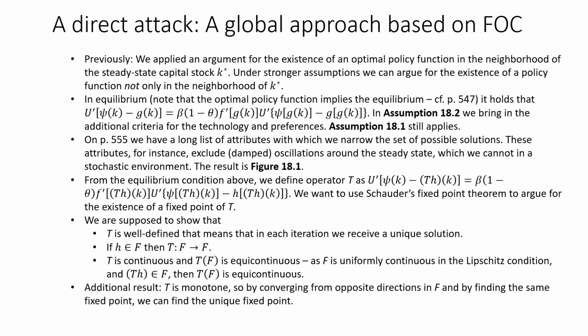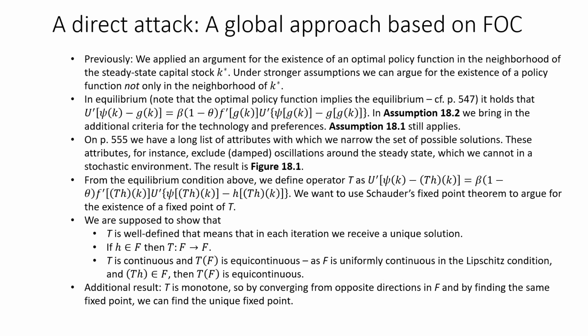As a final step, let's try to find another approach, which is a global approach on the basis of the first order conditions. Previously, we used a local approach in the close neighborhood of the steady-state capital stock, but now we will imply stronger assumptions by which we can find a policy function not only in the neighborhood of the steady-state capital stock.